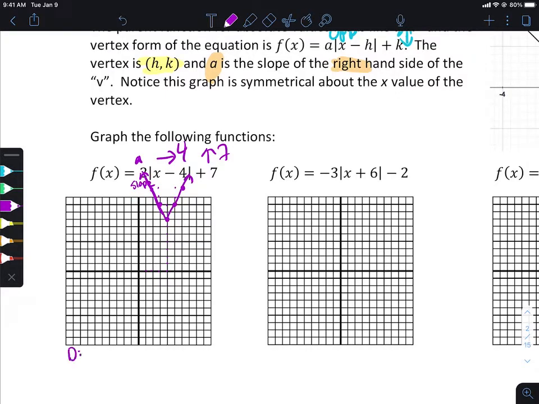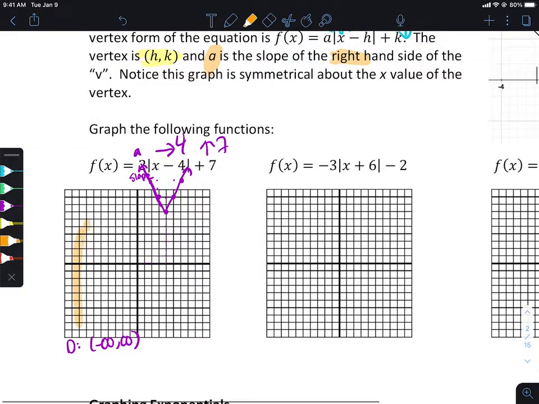Now, your domain for this is all real numbers, or negative infinity to infinity. And then your range, notice we have nothing below this Y value here, right? There's nothing there. So that means we're starting at this Y value and we're going up from there. So we're going from 7 and then up forever. And since we touch 7, it's a bracket and then to infinity.